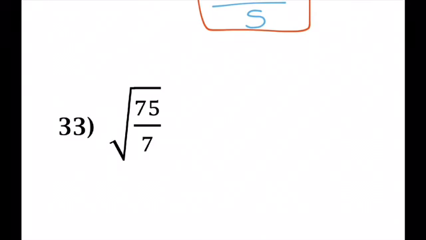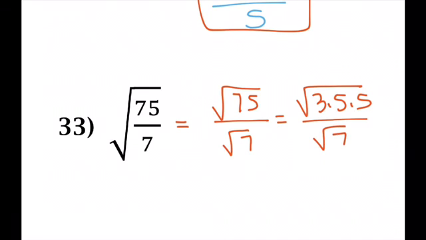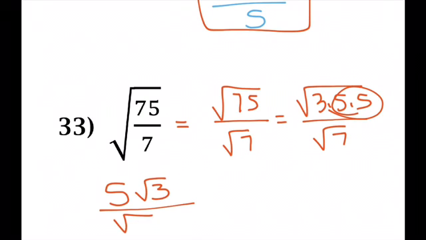Okay, moving on to number 33, square root 75 over 7. So I want you to pause the video and see if you can get this one. So if we write this separately, square root of 75, that's 3 times 25. Square root of 7, I can't do anything with that, so I'm going to have on the top a pair of 5s, and then square root 3 over square root 7.